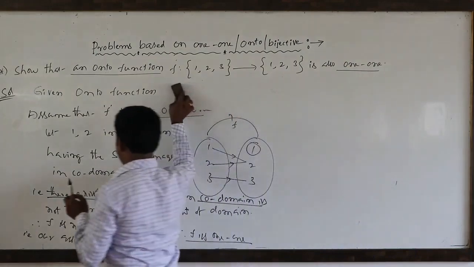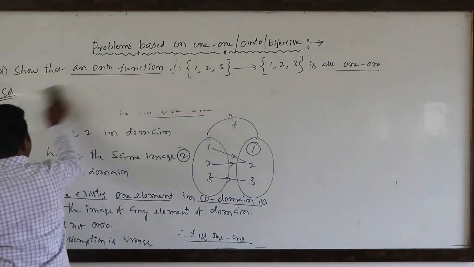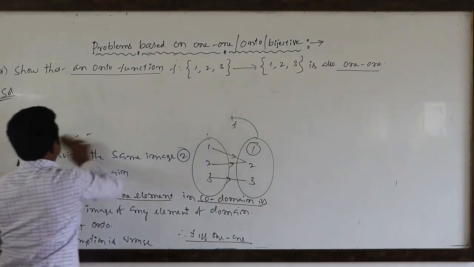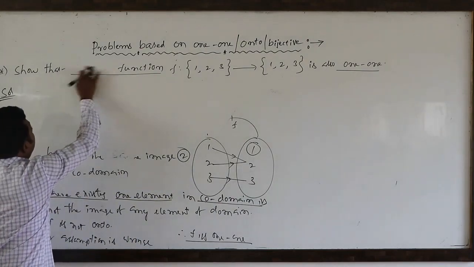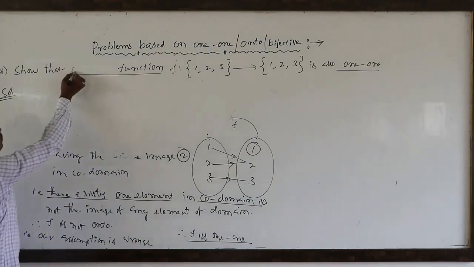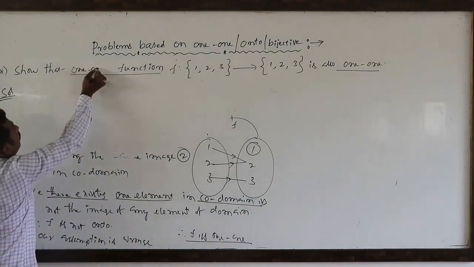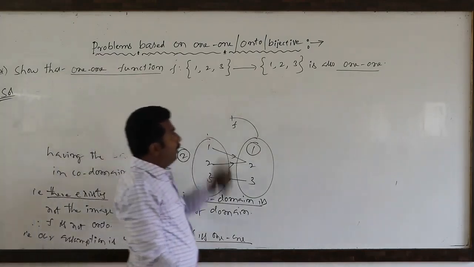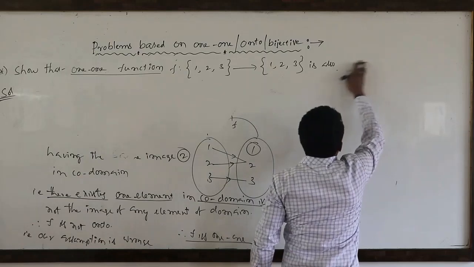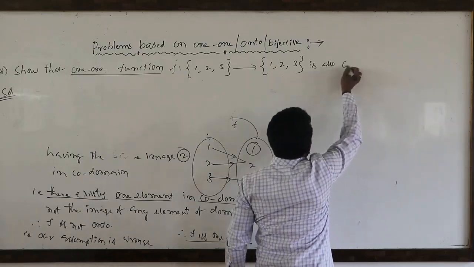Same question. We'll rewrite it like this. Show that a 1-1 function is also onto, we have to prove.